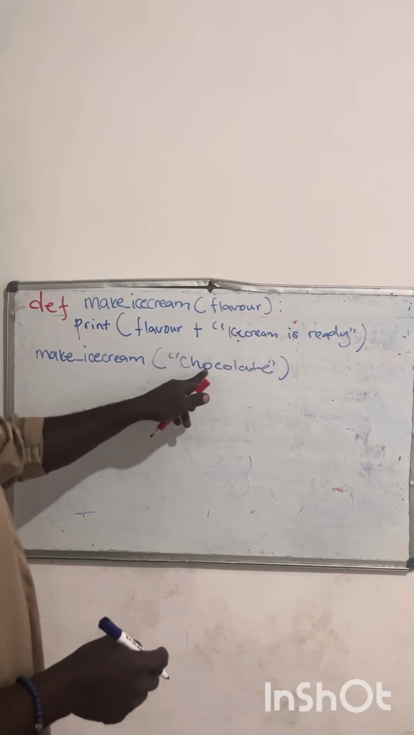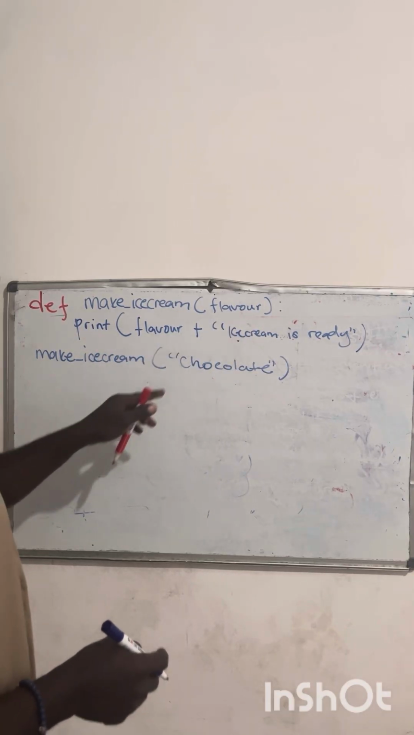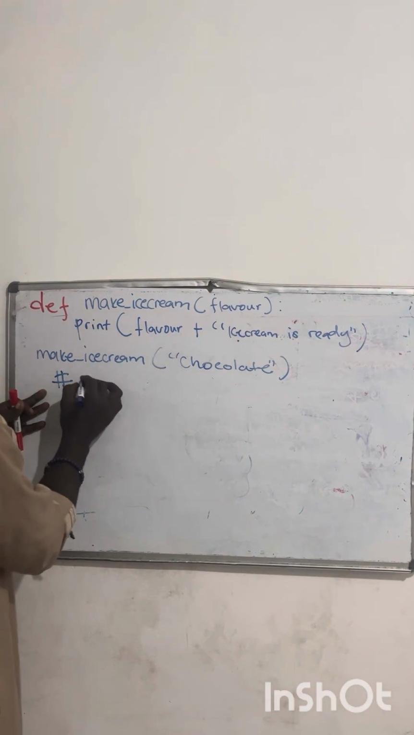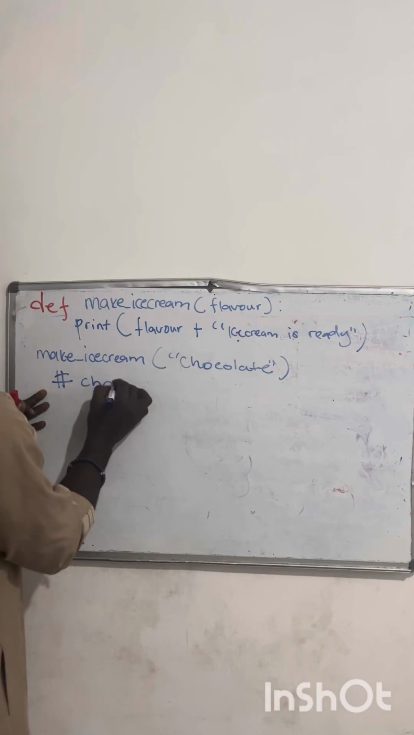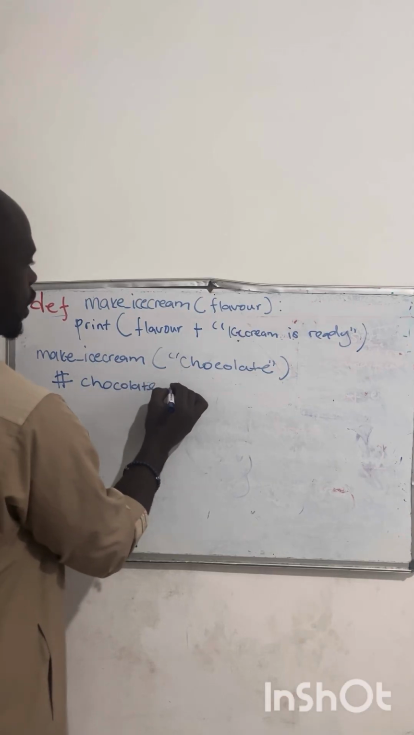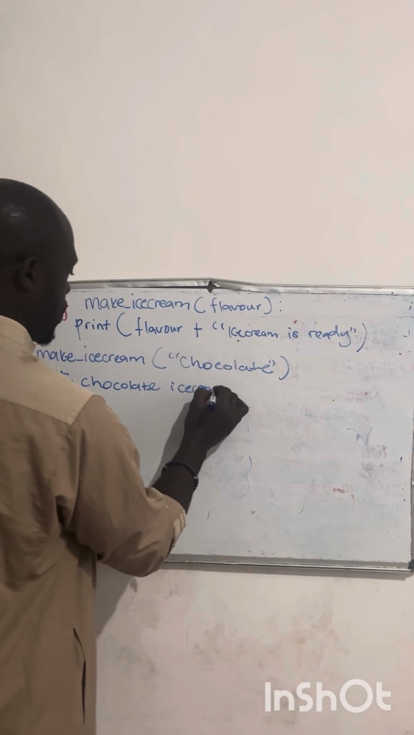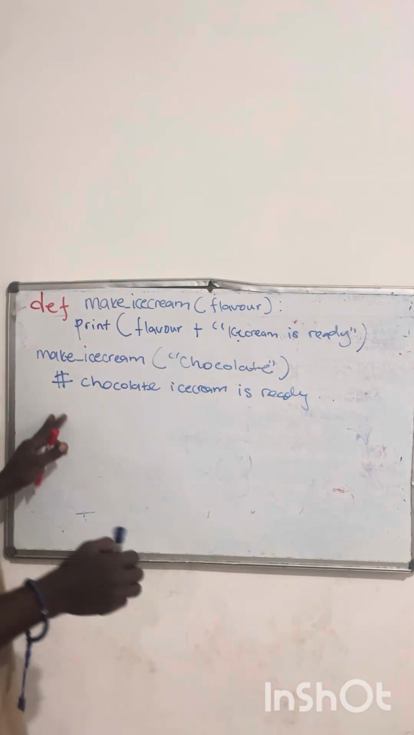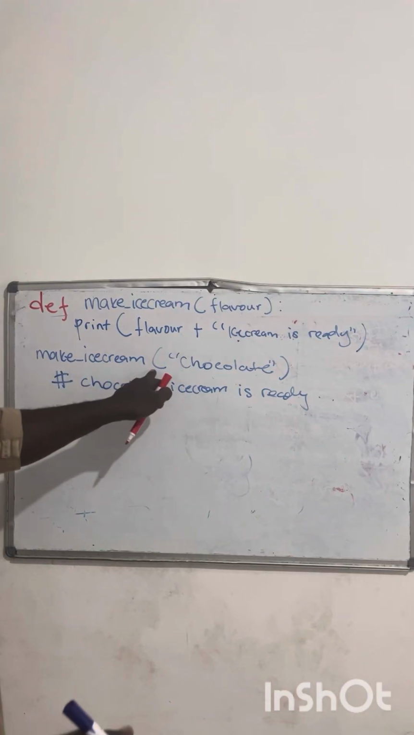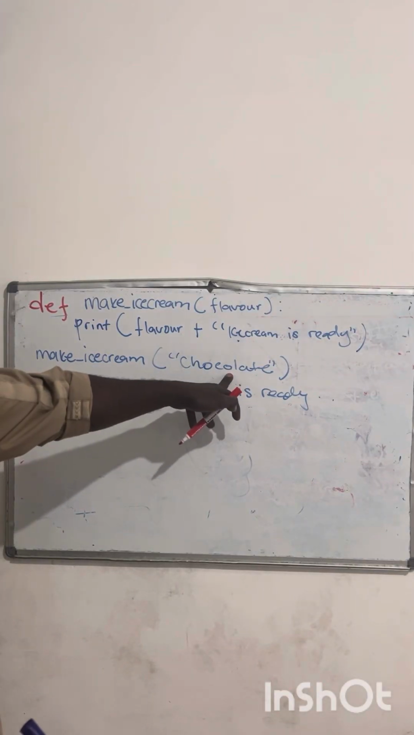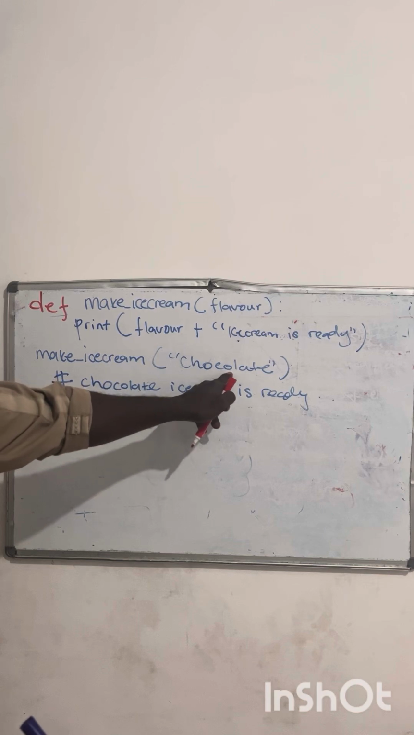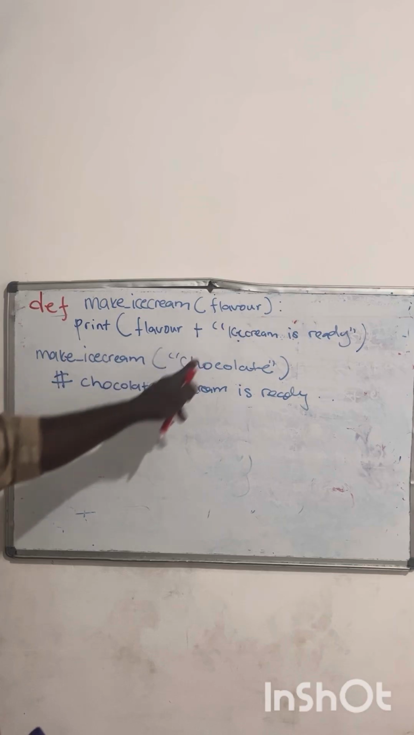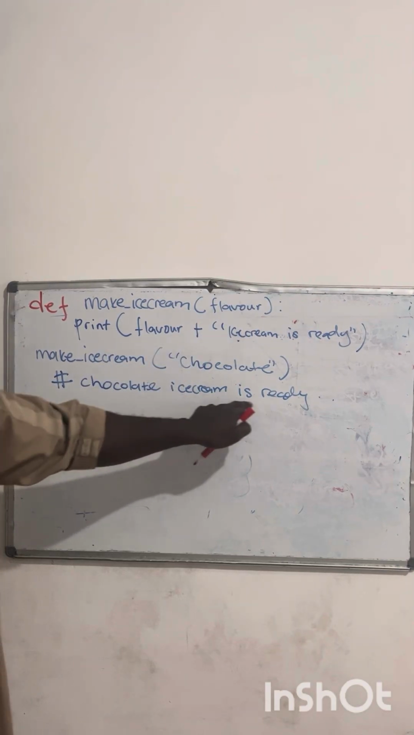So now the function is going to print. This is what the function will print: chocolate ice cream is ready. Okay, so when we call the function, it will use this argument chocolate, which in this case is our flavor, and it will pass it onto the flavor parameter, and it will print chocolate ice cream is ready.